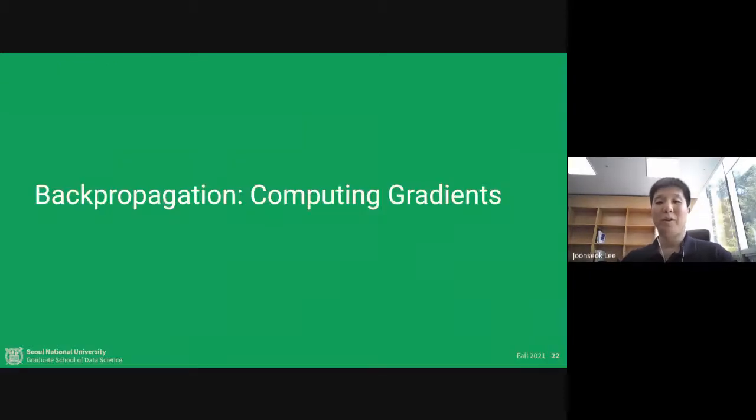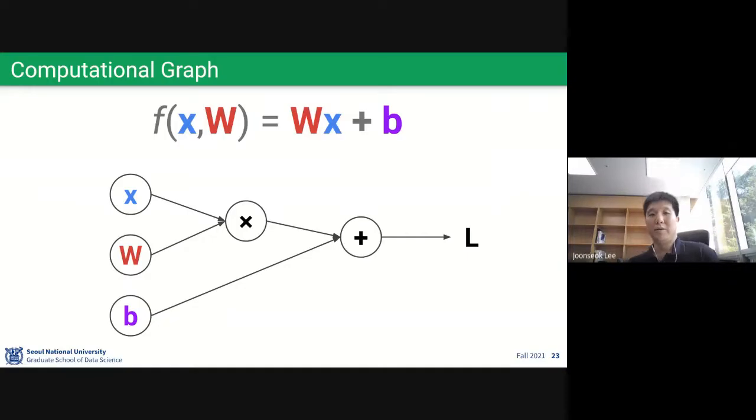That's why we would like to learn about backpropagation, which is computing gradients for neural networks easily. This is really important when you learn about neural nets. So we first represent our model as a graph like this. We have three variables here, W, X, and B. W and X are multiplied, and then it's summed with B. So that's what we have on the output.